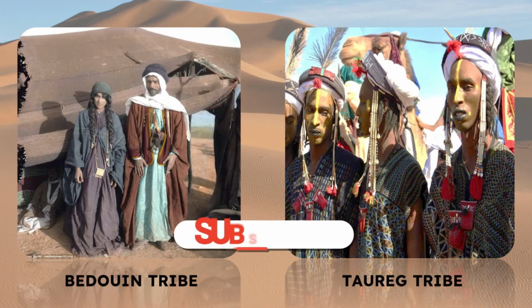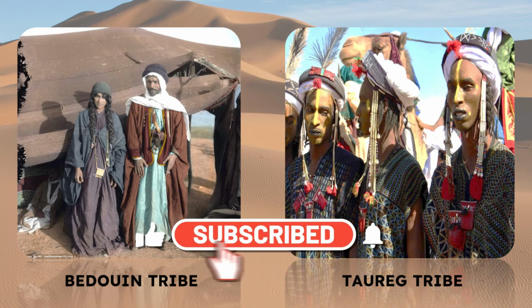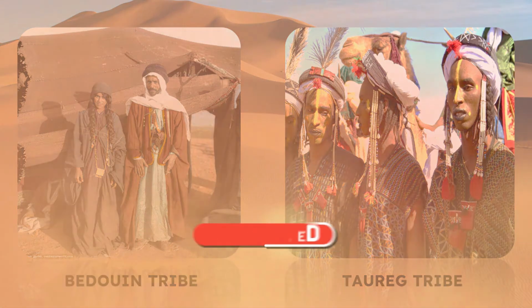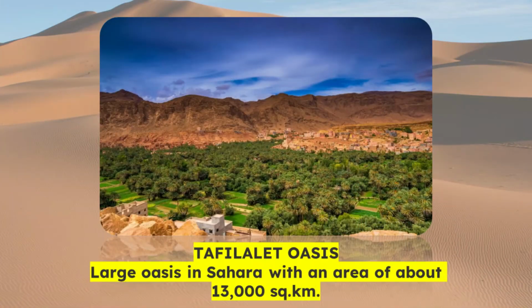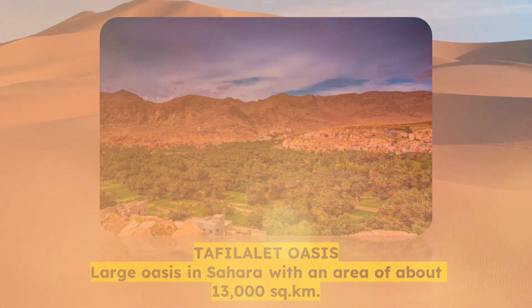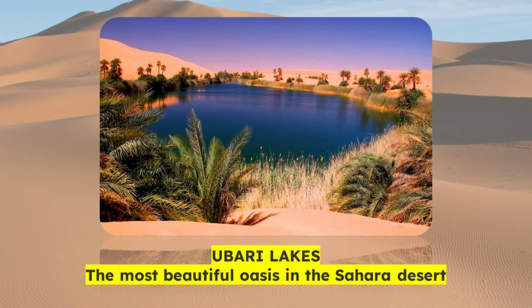So these are the images of Bedouin and Tuareg tribe. Tafilalt oasis. This is the largest oasis in the world and it is present in Morocco, which is a part of the Sahara Desert. It has an area of about 13,000 square kilometers. And this is an image of the Ubari lakes found in the Sahara Desert, and it has a beautiful oasis.